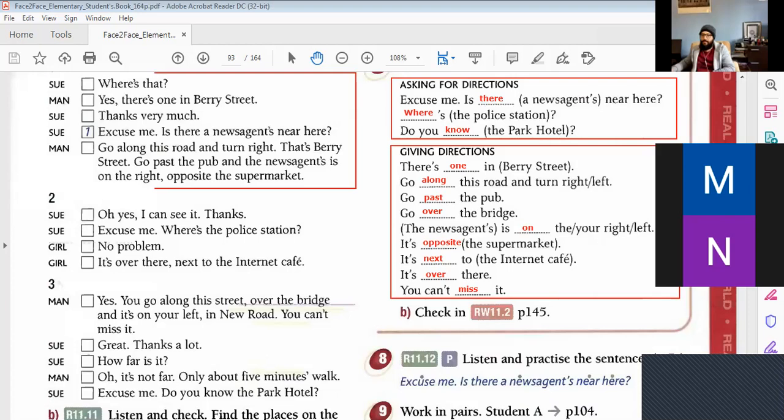The newsagent's is on the right. It's opposite the supermarket.